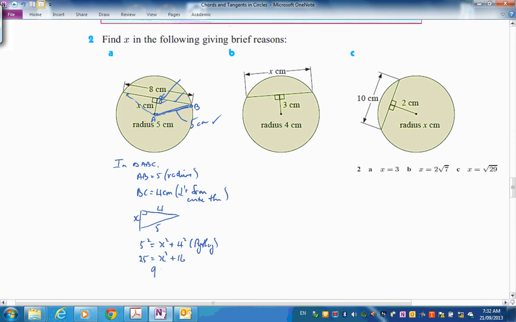Subtract 16 from both sides. 9 equals x squared, so x equals plus or minus 3, because remember, negative 3 squared, that's also 9. Therefore, x is 3 centimetres, because you must take the positive one, because it's a length. Length is only positive. No direction in that. Okay, did you get it? How are you going? Watch the deductive reasoning. Take pride in the argument you're putting up.